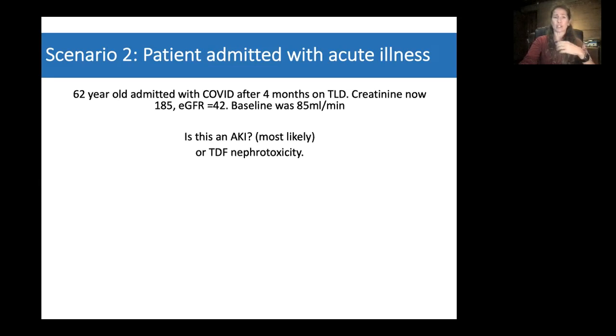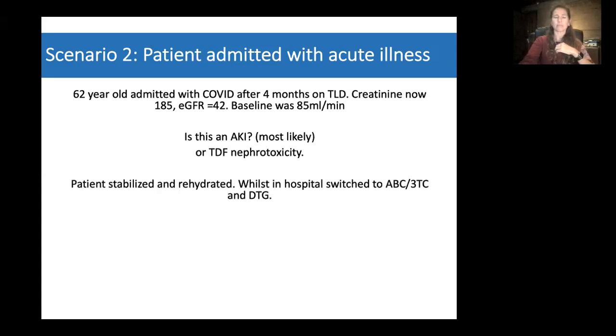So most likely he's just got an assault on his kidneys from either being dehydrated, if he's been having a fever, maybe he's not been drinking, possibly, maybe he's got another infection, or we have tenofovir nephrotoxicity in the back of our mind. The first thing we're going to do in hospital is we're going to stabilize and rehydrate that patient. Because the GFR is 42, while we do it, we'll probably switch him to that abacavir, 3TC, and dolutegravir regimen. But once you've stabilized him, check what his creatinine is.